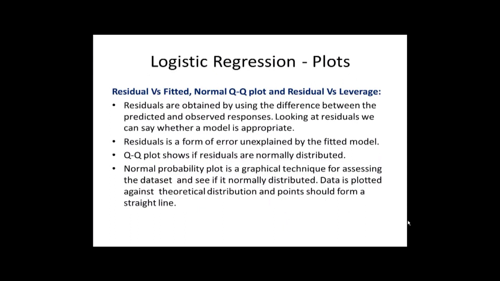Now let's look at the different definitions behind all these plots. Residuals are obtained by the difference between predicted and observed responses. It's a form of error unexplained by the fitted model. Regarding the QQ plot of residuals, it checks if residuals are normally distributed or not. Looking at residuals, we can say if a model is appropriate.